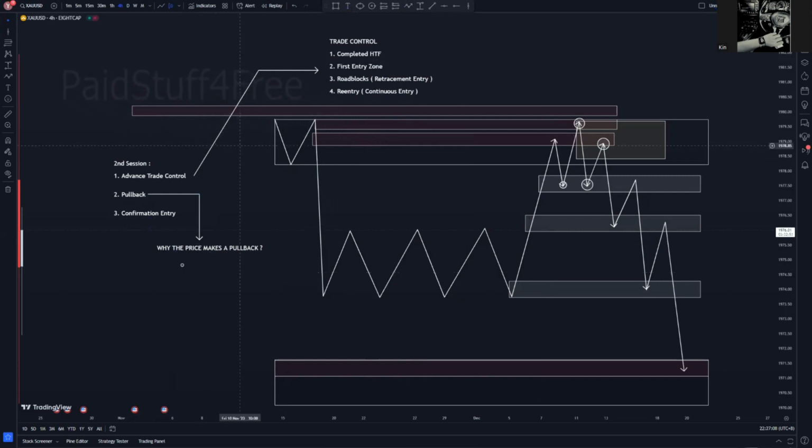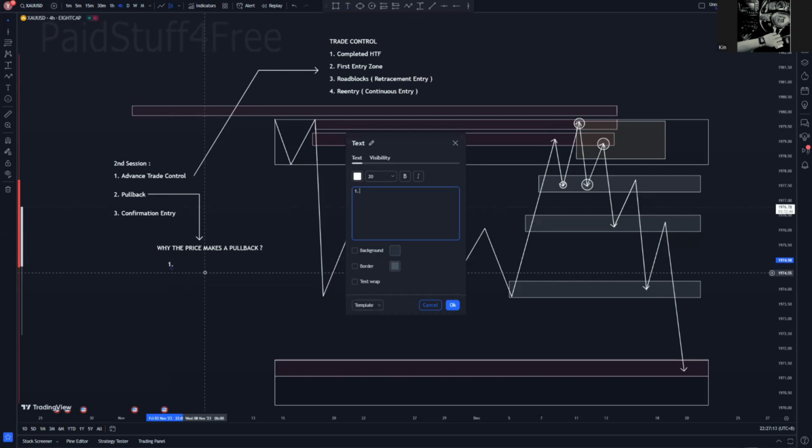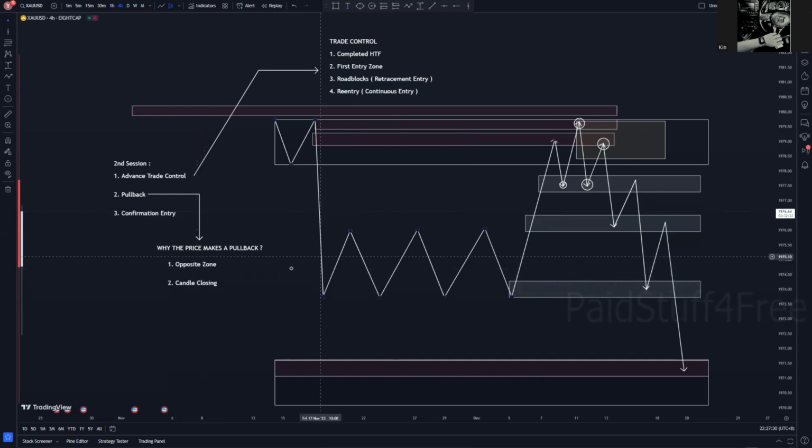The reason why the price makes a pullback, number one, is the opposite zone. The second one is the candle closing, all right? For the opposite zone, here is how it looks and how it works. For example, you have this engulfing sell. To answer why the price creates a pullback to get back into the sell zone: it's because of the opposite zone.